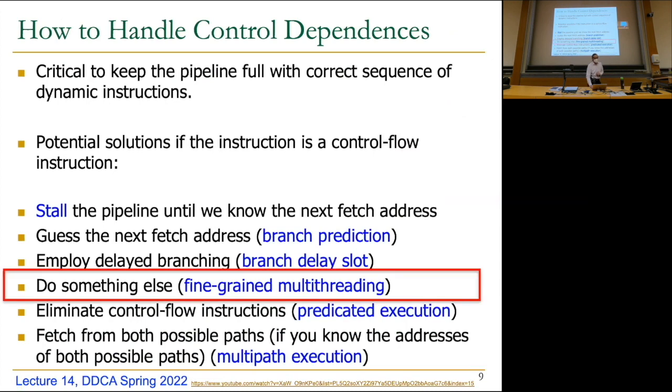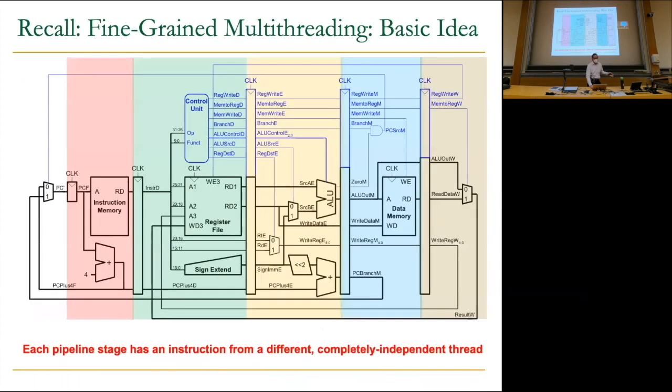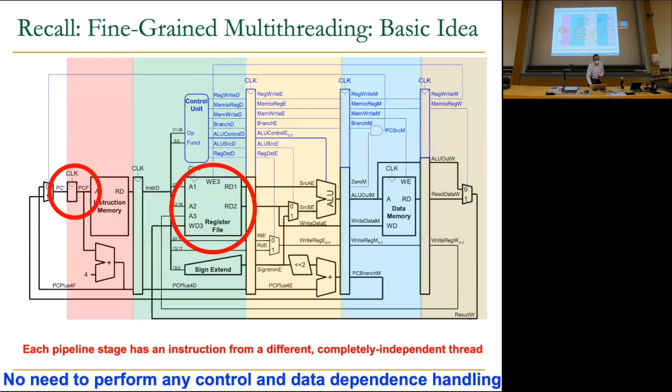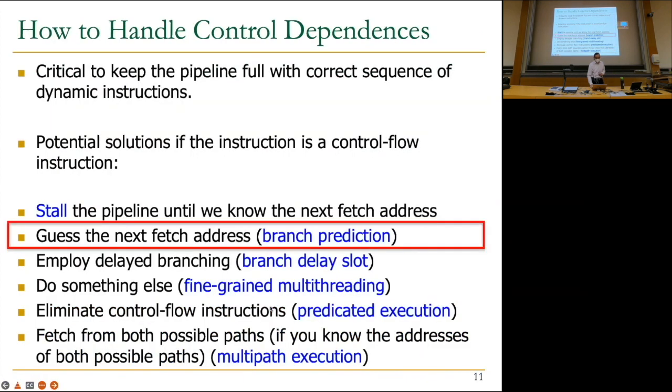Okay, let's take a look at doing something else: fine-grained multi-threading. You already know what to do over here. Each pipeline stage holds an instruction from a different, completely independent thread. As a result, there's no branch prediction problem. That's good. And no need to perform any control and data dependence handling. But you already know that this doesn't work for improving the performance of a single thread, and it comes at a hardware cost. So that's why we want to guess the next fetch address. And all machines today do the guess-next-fetch-address part.